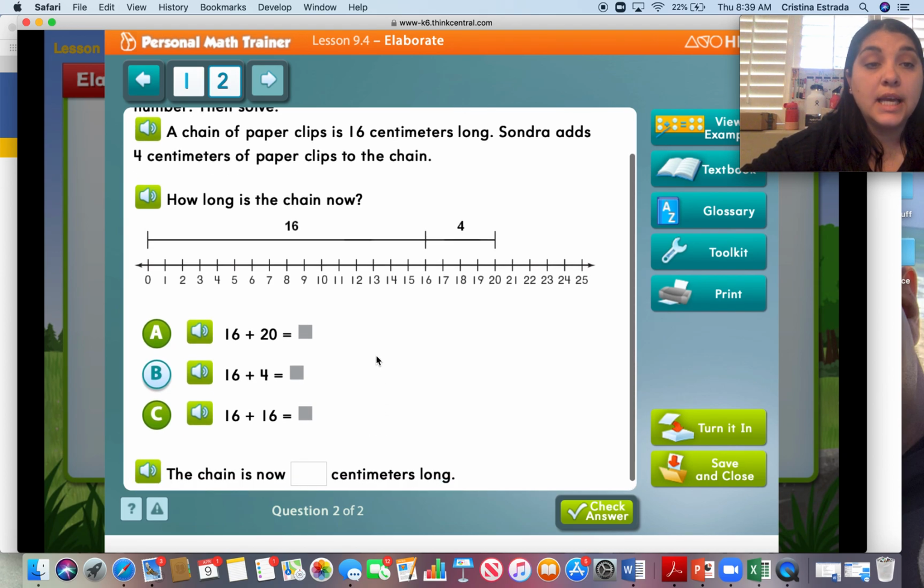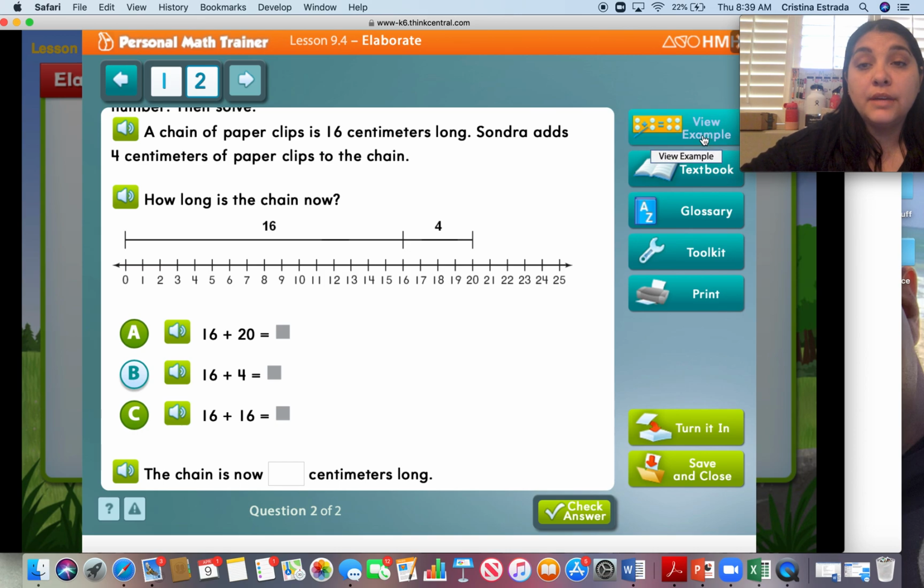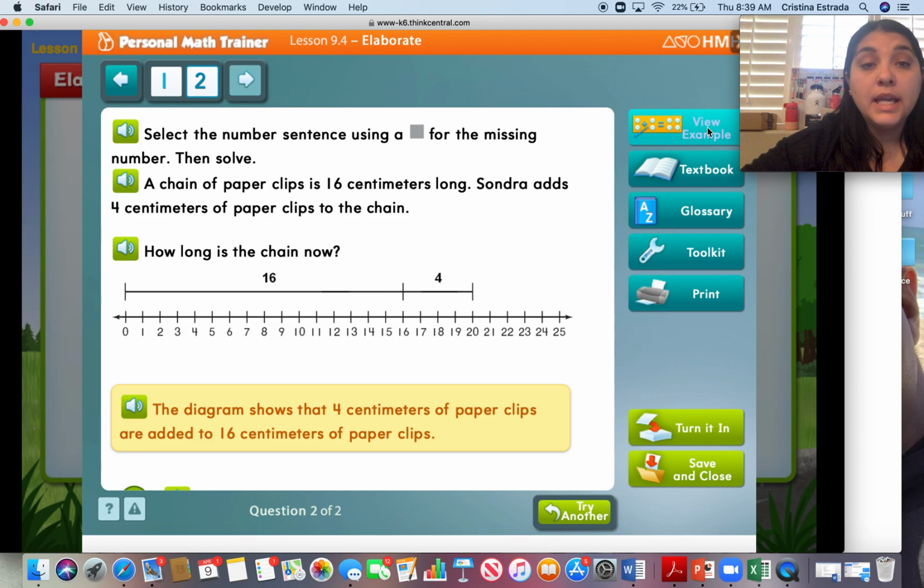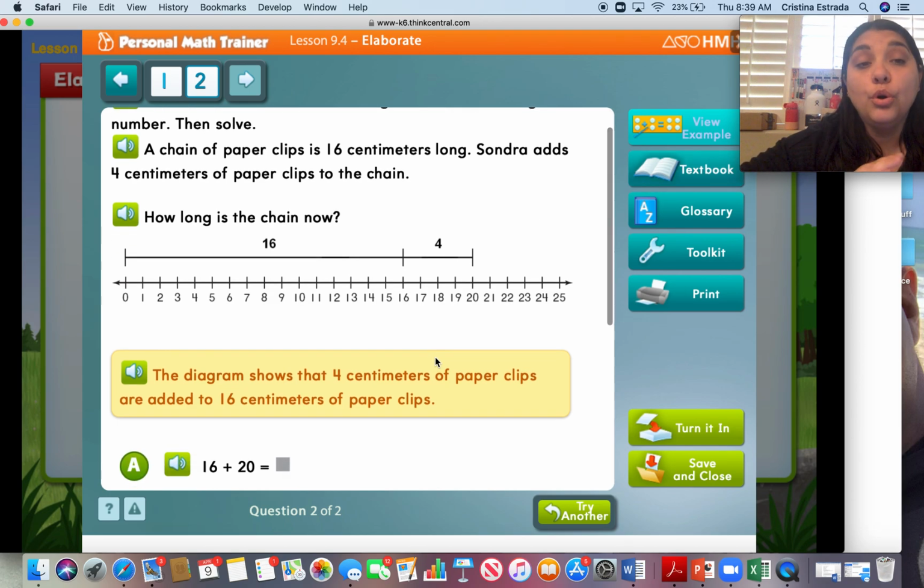So the question says, a chain of paper clips is 16 centimeters long, and Sandra adds 4 centimeters of paper clips to the chain. How long is the chain now? If I don't understand how to do the problem, I can come up to the left hand side at the top. It says view example. So I'll click on that and it will show me how I would go in and solve the problem. It would read this problem to me.